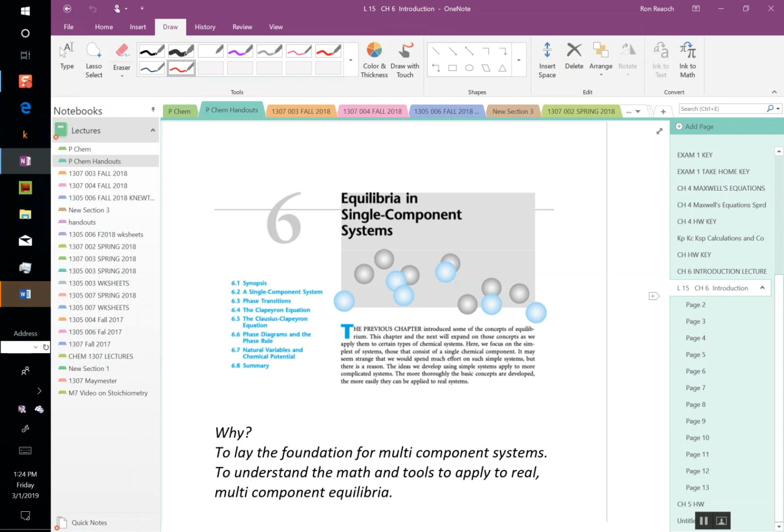Ooh, color. Chapter 6. Oh, you get it. I hadn't. I didn't try one for you. Oh, man, yeah. Hey, where's my Chapter 6?